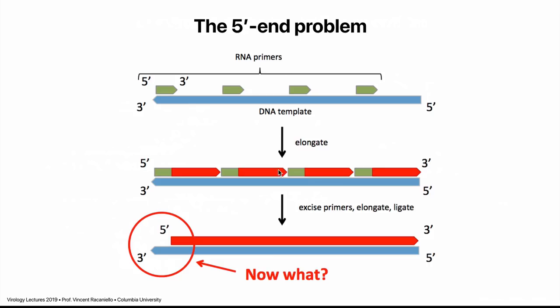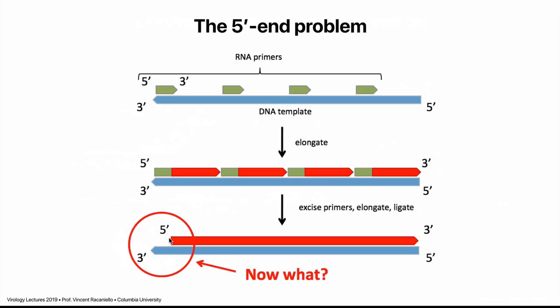You then have to remove the RNA primers because you can't have RNA. DNA has to be all DNA. Primers are removed. The remaining gaps are elongated. Then the pieces are ligated together. But look, at the left end, you have a gap. You took away a primer, now you have a gap, and there's no way to fill it in because there isn't a primer. Now what? We have it solved. You'll see.